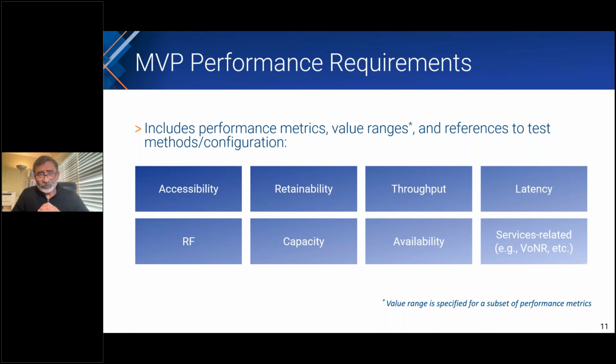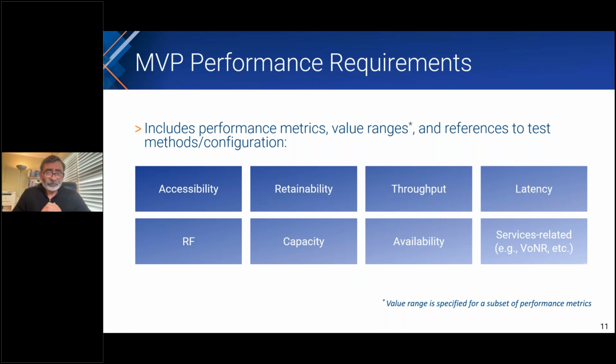Just to note, MNOs tried to provide value ranges for as many performance metrics as they could, but some metrics such as average sector capacity are tied with the implementation, the link curve, etc. So obviously there was no way they could provide guidance. For those performance metrics, they would probably evaluate after the product is available for their evaluation.